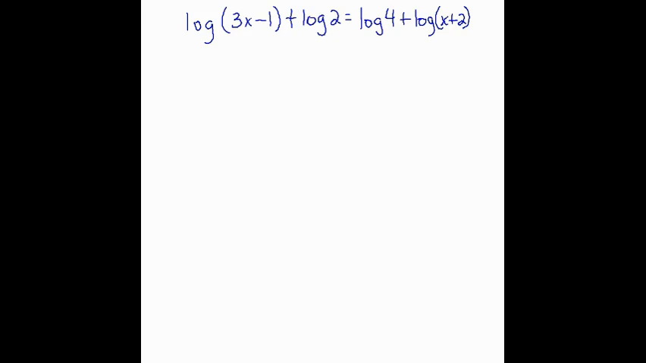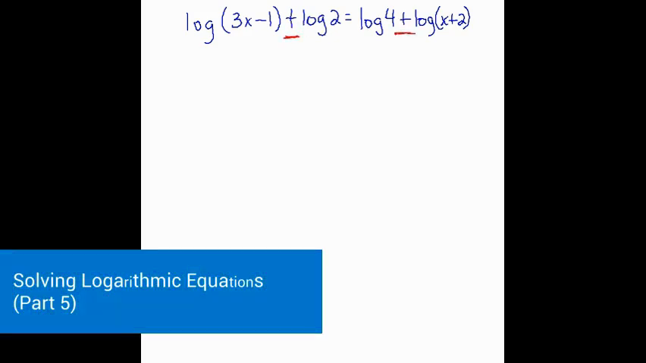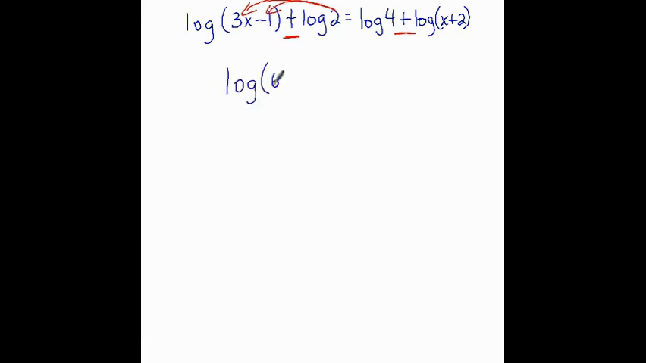Okay, so on both sides of this equation, we have a plus sign that we can use to multiply the arguments together. That would effectively turn this 2 into a constant that can be distributed to the 3x and minus 1. So that'd be log of 6x minus 2. And we do the same with the 4. We got 4x plus 8, giving us.